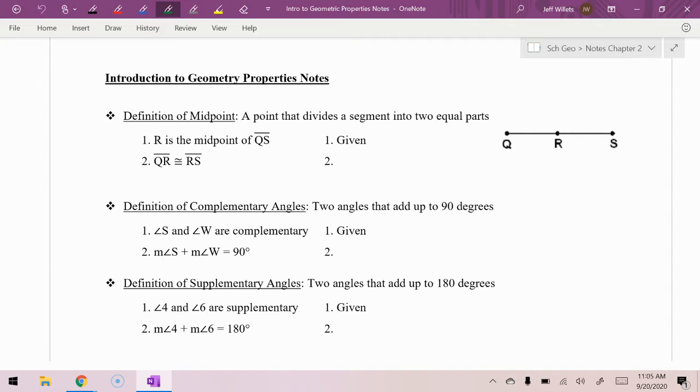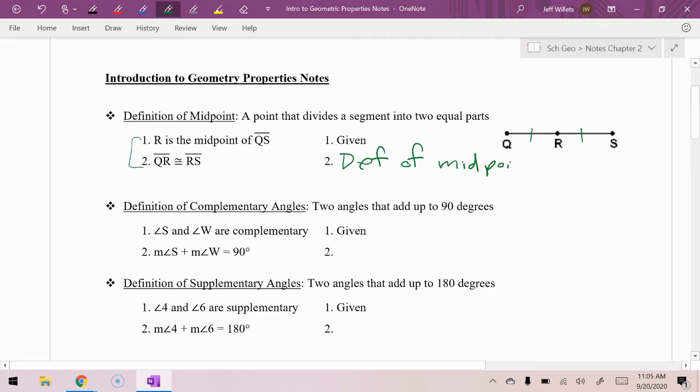Okay. Now, what I just did was create little mini proofs here to show you where you'll see these properties. The first one is the definition of a midpoint. A midpoint is a point that divides a segment into two equal parts. So if R is the midpoint, I know that QR equals RS, or in this case, segment QR is congruent to RS. So we're given R as the midpoint. How do we know this? If we come across that, we would just say the definition of midpoint.